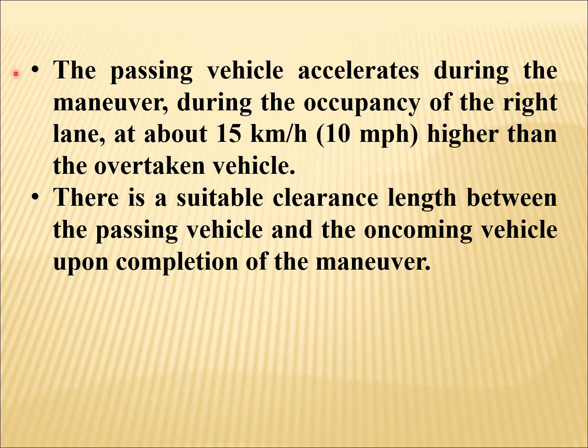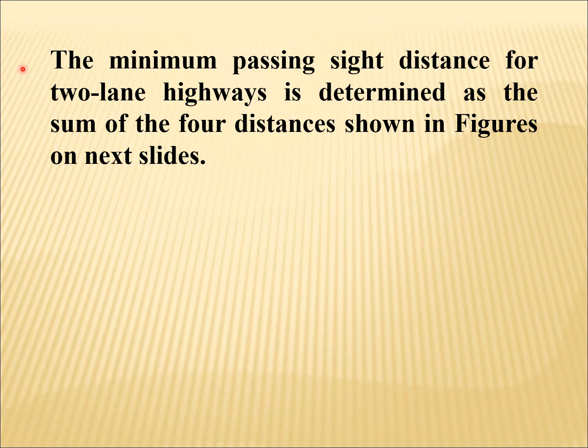The passing vehicle accelerates during the maneuver, during the occupancy of the right lane, at about 15 km per hour, or 10 miles per hour, higher than the overtaken vehicle. There is a suitable clearance length between the passing vehicle and the oncoming vehicle upon completion of the maneuver. The minimum passing sight distance for two-lane highways is determined as the sum of the four distances shown in the figure on the next slide.